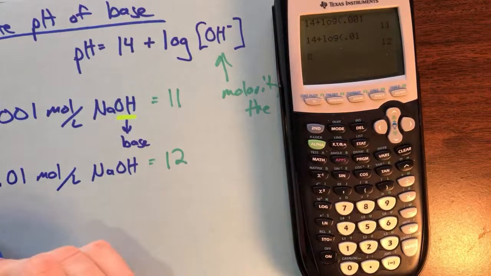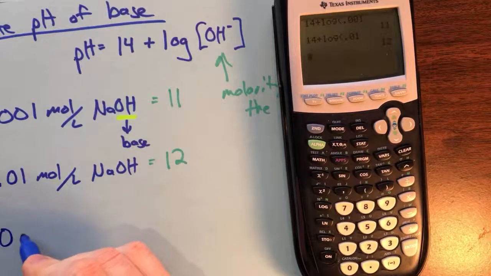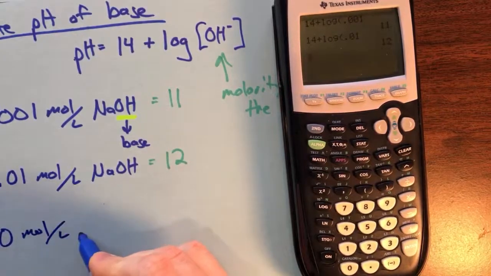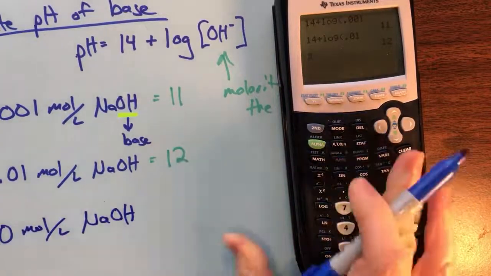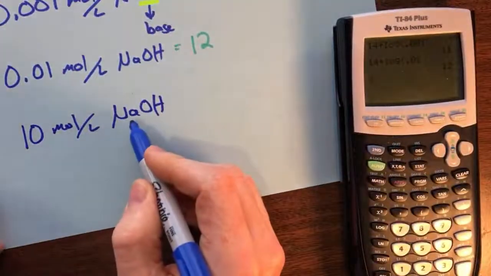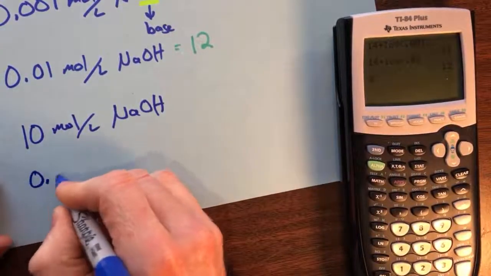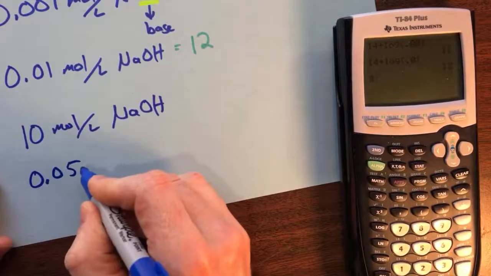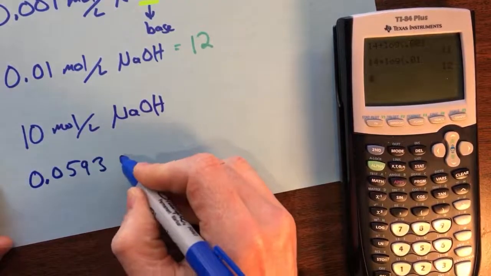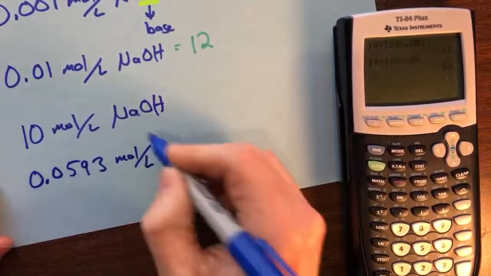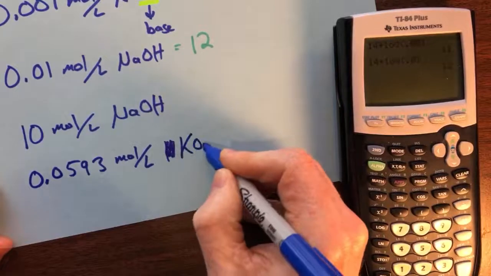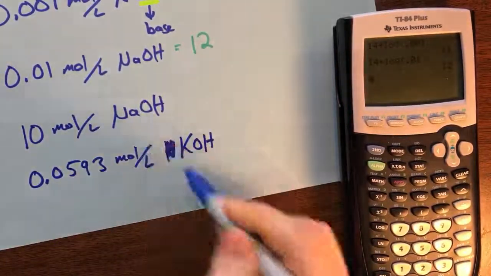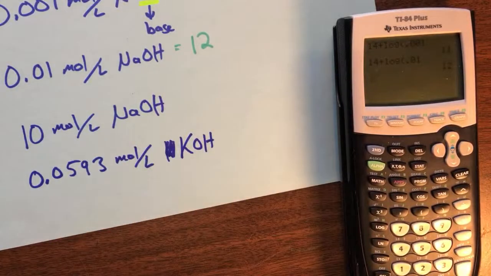Let's do a couple more. How about 10 mole per liter NaOH? Well, what's that going to be? Let's do two at once here. See what you guys come up with. So 10 mole per liter sodium hydroxide, and how about 0.0593 mole per liter? Let's use a different base. Let's use KOH. It doesn't matter what base you have, the equation is still going to be the same.